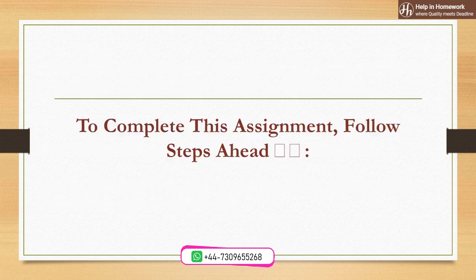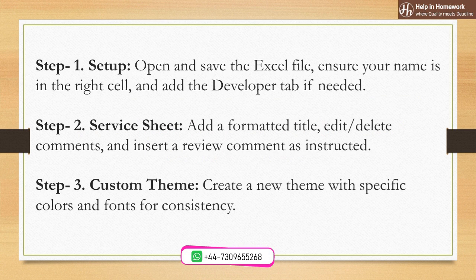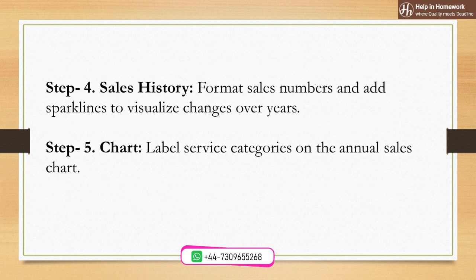Step 2. Service sheet. Add a formatted title, edit, delete comments, and insert a review comment as instructed. Step 3. Custom theme. Create a new theme with specific colors and fonts for consistency. Step 4. Sales history. Format sales numbers and add sparklines to visualize changes over years.